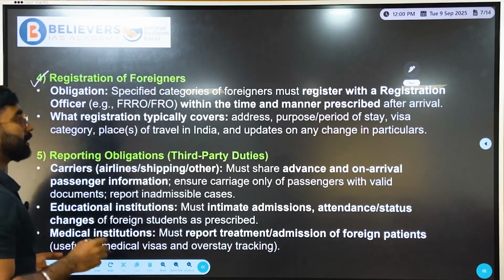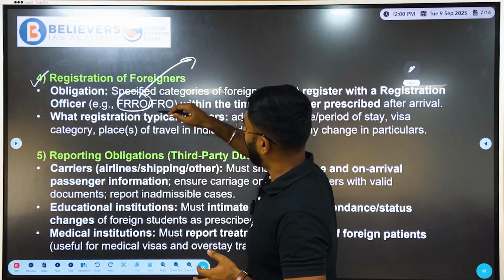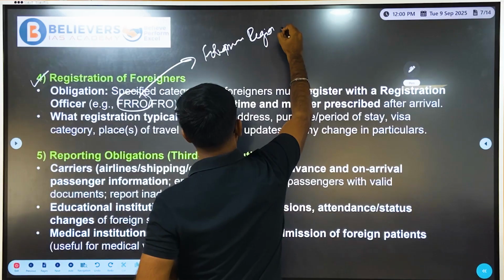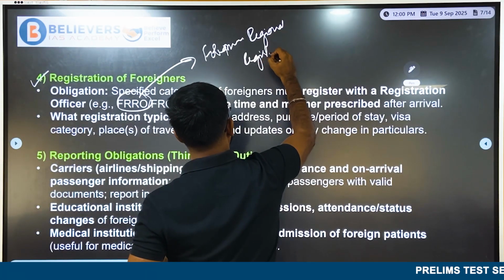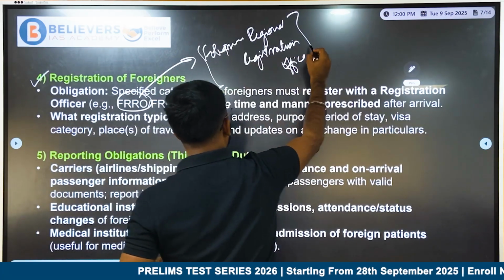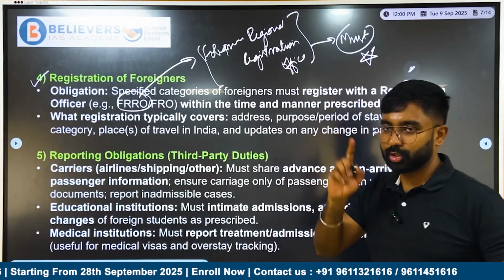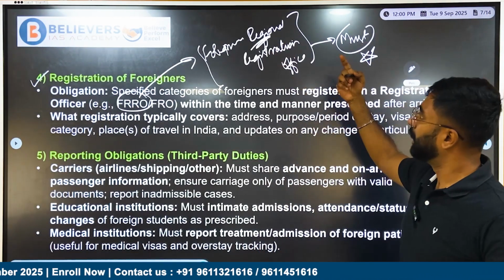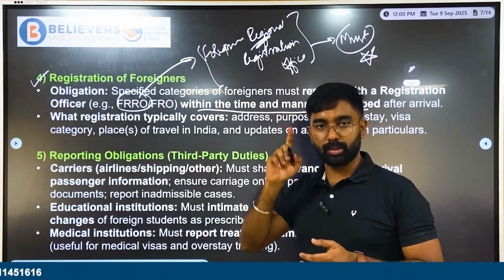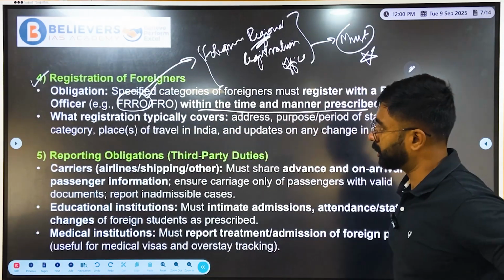And then third is the registration of foreigners with another body, FRRO, which is the Foreigners Regional Registration Office. So now any foreigner who enters India must, that is the word, must and should register with the Foreigners Regional Registration Office within the time and manner prescribed after arrival. So this is also another important thing, either the FRRO or the FRO, Foreigners Registration Office.